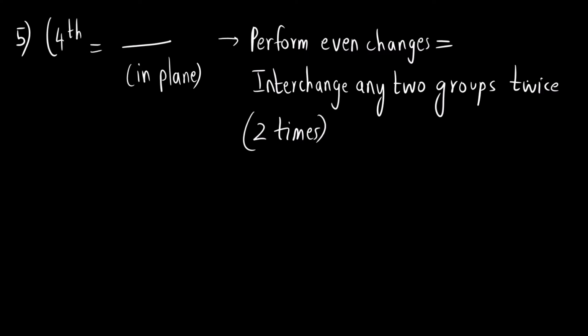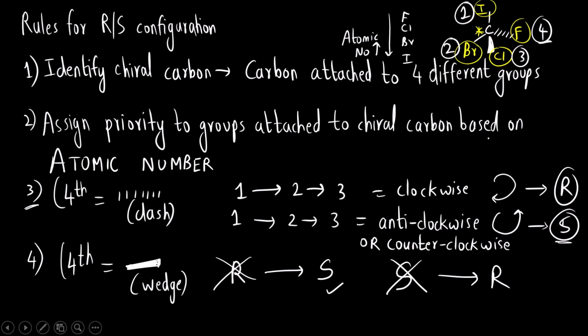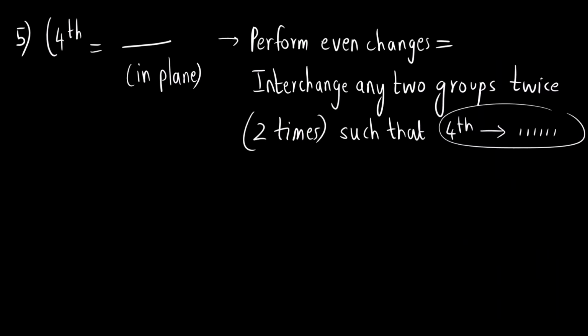So we are doing the change two times, that is an even number of changes, such that the fourth priority group comes on the dash bond. You have to bring the fourth priority group to the dash bond, and then you can use rule number 3. You will understand this with the help of an example that I'm going to show you. So these are the 5 very simple rules that we are going to follow. Let us take an example.